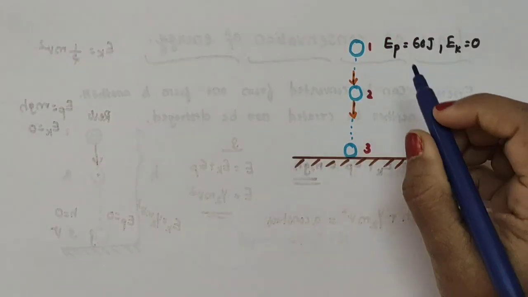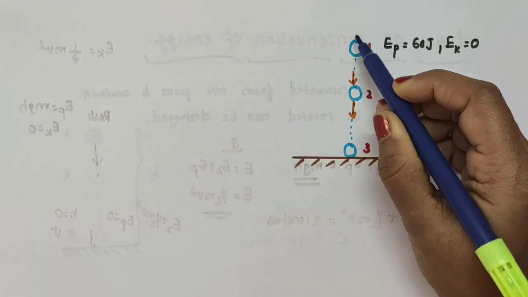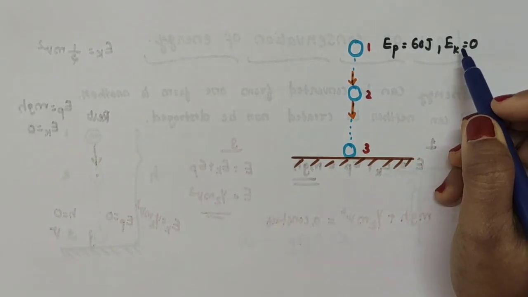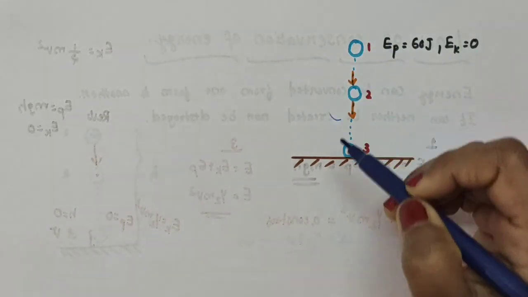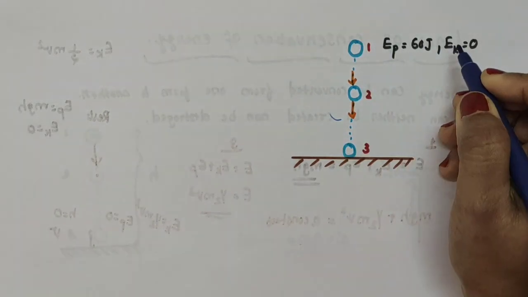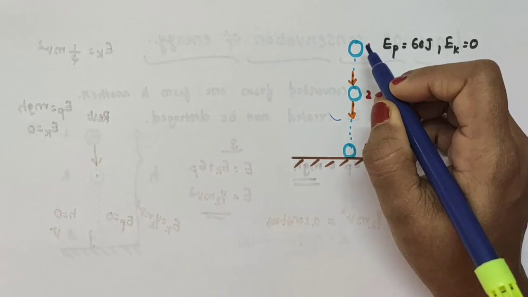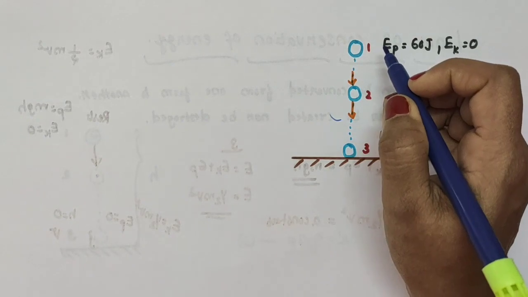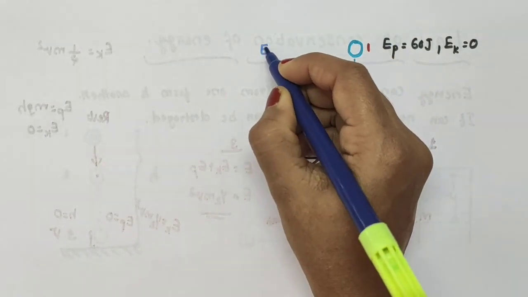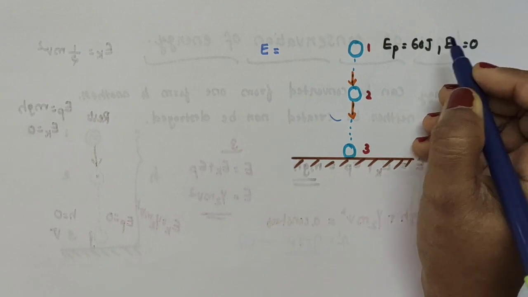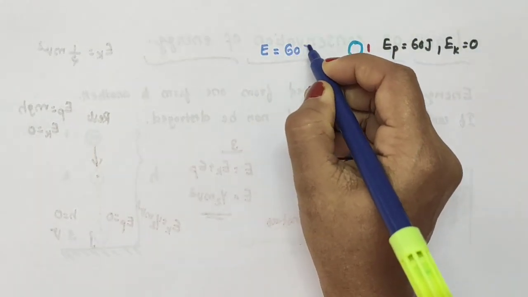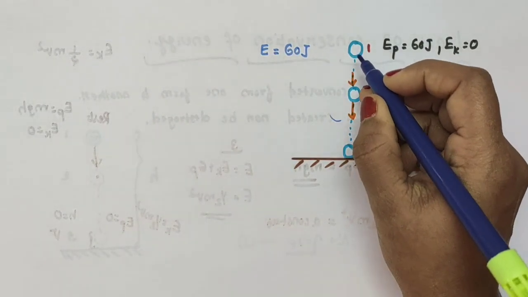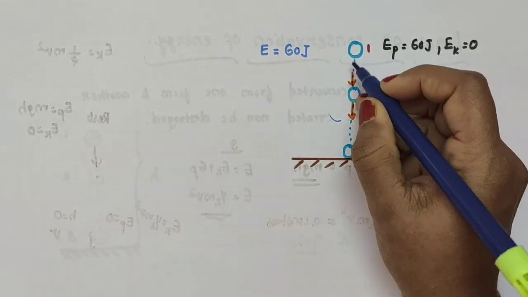See, let the potential energy of the object when it is here be 60 joule, and kinetic energy equal to 0. That is, the object is at a particular height above the ground and it is at rest. That is why its kinetic energy is 0. It possesses some potential energy that is equal to 60 joule here. So what about its total mechanical energy? Total mechanical energy is equal to kinetic energy plus potential energy, that is 0 plus 60 joule, which is equal to 60 joule.